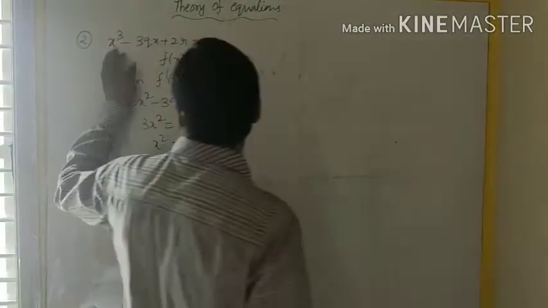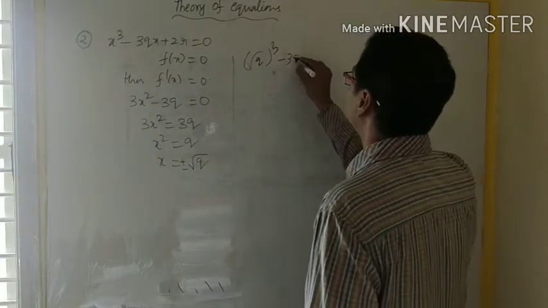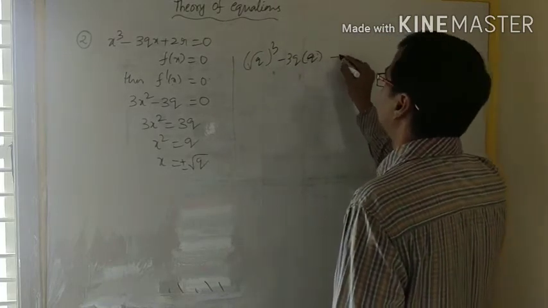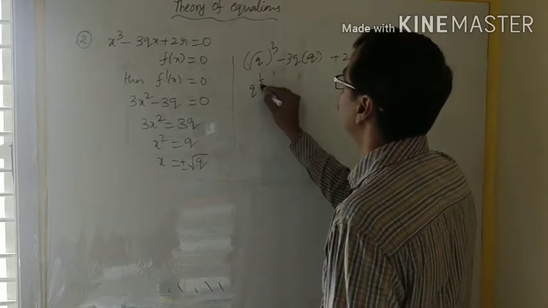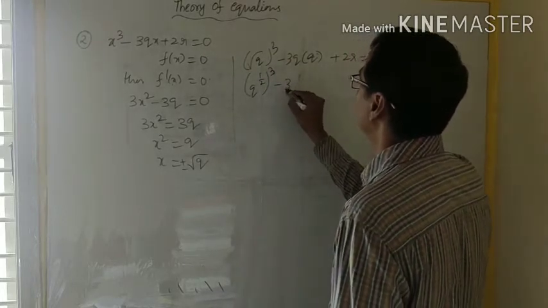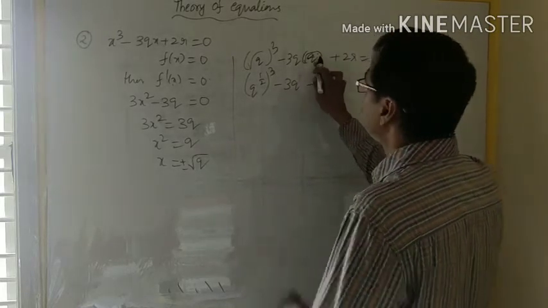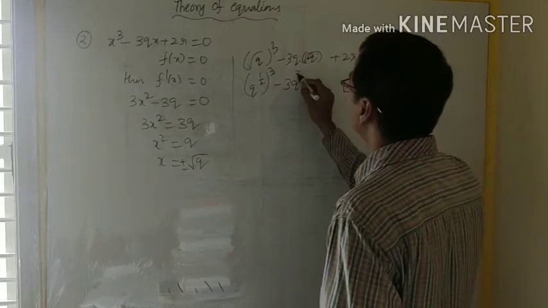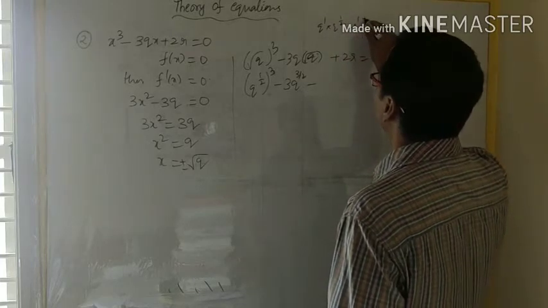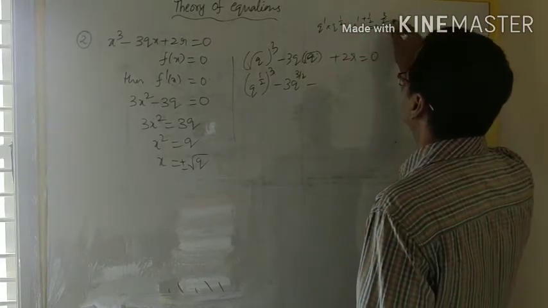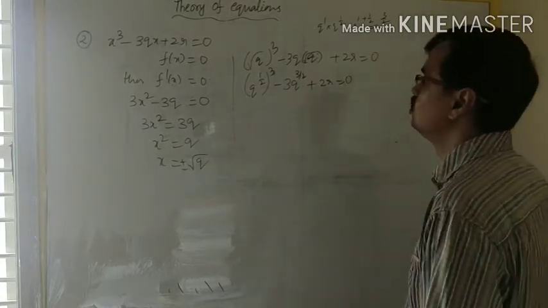Now substitute this value in the given equation. So root q whole cube minus 3q into root q plus 2r equals 0. This is q to the power of 1 by 2 whole to the power of 3 minus 3q into root q. So 3q into root q, that is q to the power of 3 by 2, because q power 1 into q power 1 by 2, that is q power 1 plus 1 by 2, that is q power 3 by 2, plus 2r equals 0.